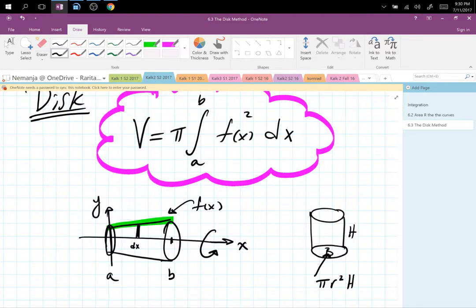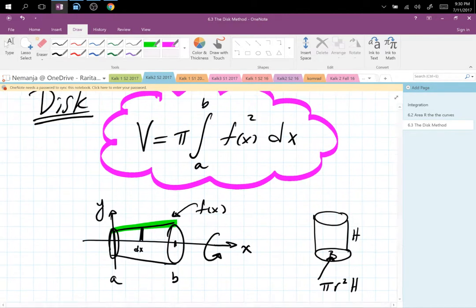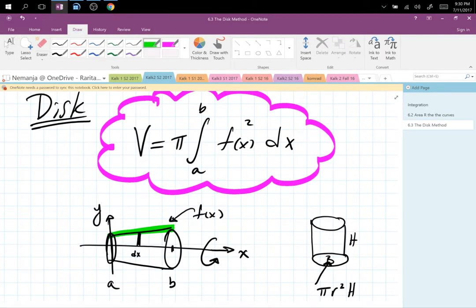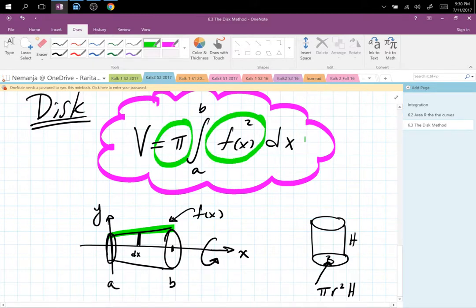Now, observe the screen. Pi r squared times the height. You see that the height is actually now on the x-axis because this object is going to be this way, right? So the height of the object is actually the length, which is dx, travels from A to B. That's your height.